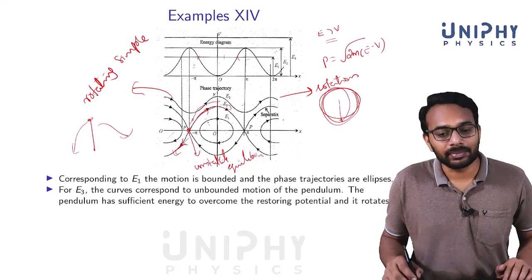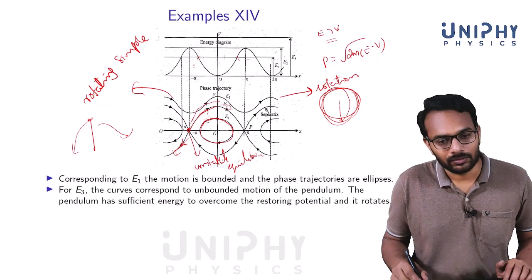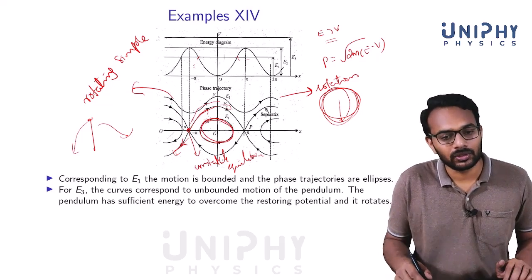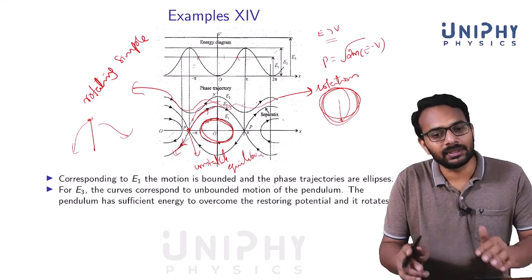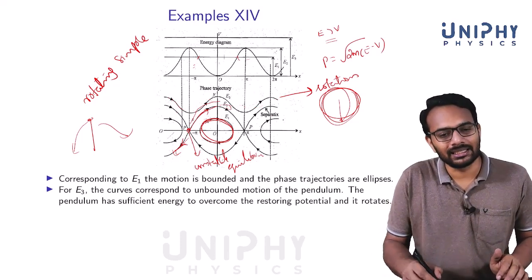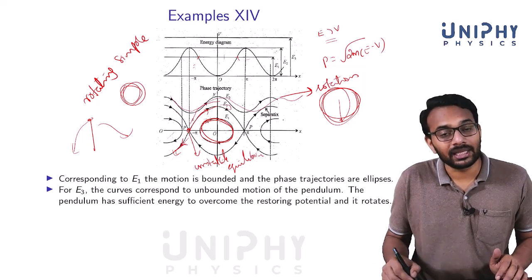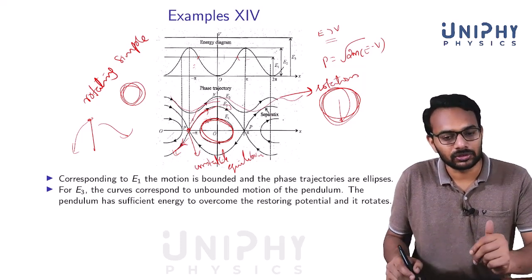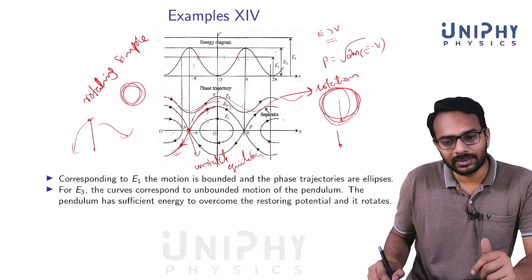Because the separatrix actually separates two kinds of trajectories: one corresponding to periodic motion and the other corresponding to unbound motion, or rotation, in real space. So we see that rotation in real space corresponds to an open curve here, whereas periodic motion in real space corresponds to a closed curve here. So in phase space, it is just the opposite.